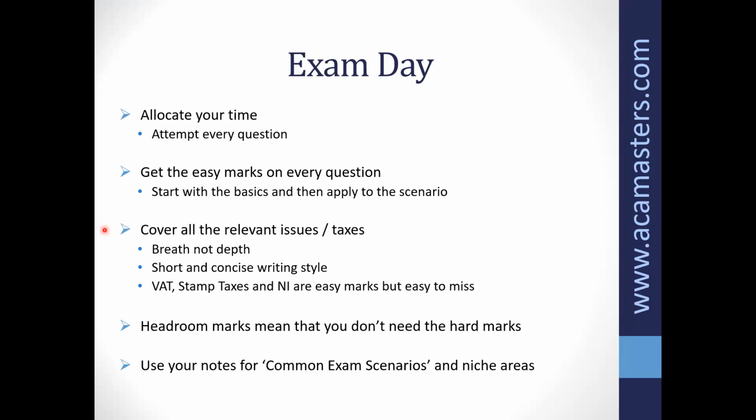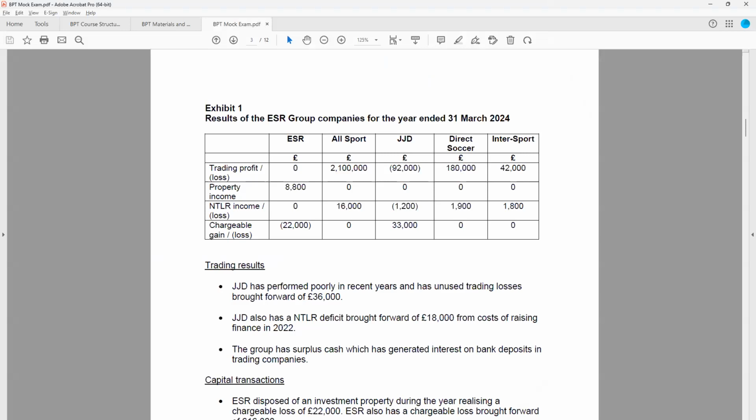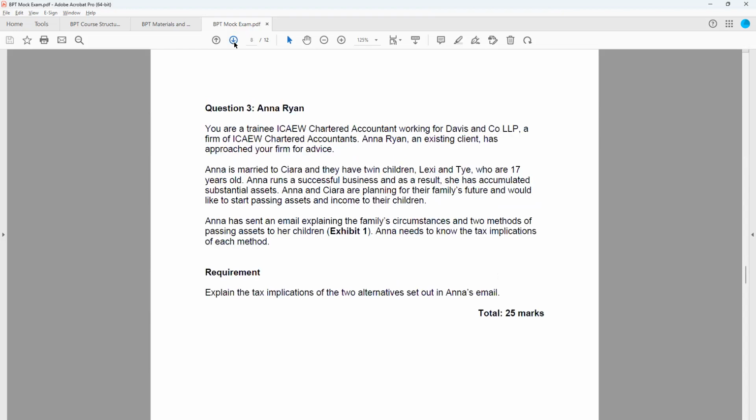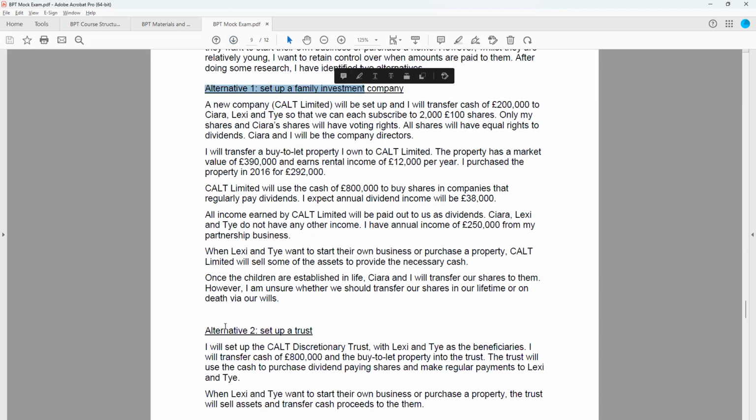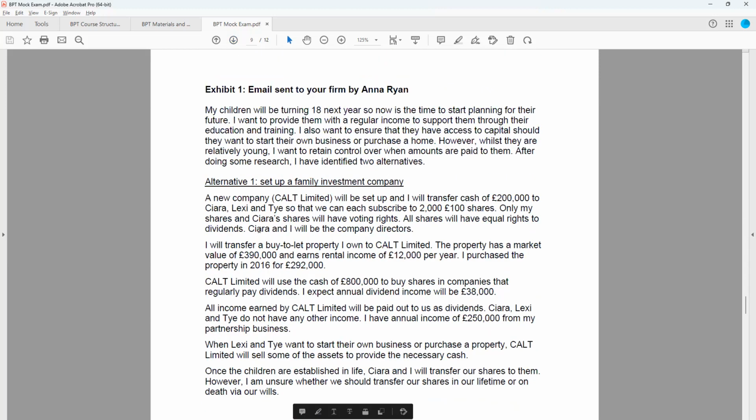And actually, it's really the same principle of what I've just explained. If you've got a question and it asks you to explain the capital tax consequences of a series of transactions, or the capital tax consequences of each alternative, then you want to make sure you cover CGT and IHT. If you only cover one of them, you're going to severely limit your marks. There'll be some very hard CGT points and some very hard IHT points. But what you want to do is cover CGT and IHT, get the easy and the medium marks for both, and that's going to really help you rack up your marks in the exam.